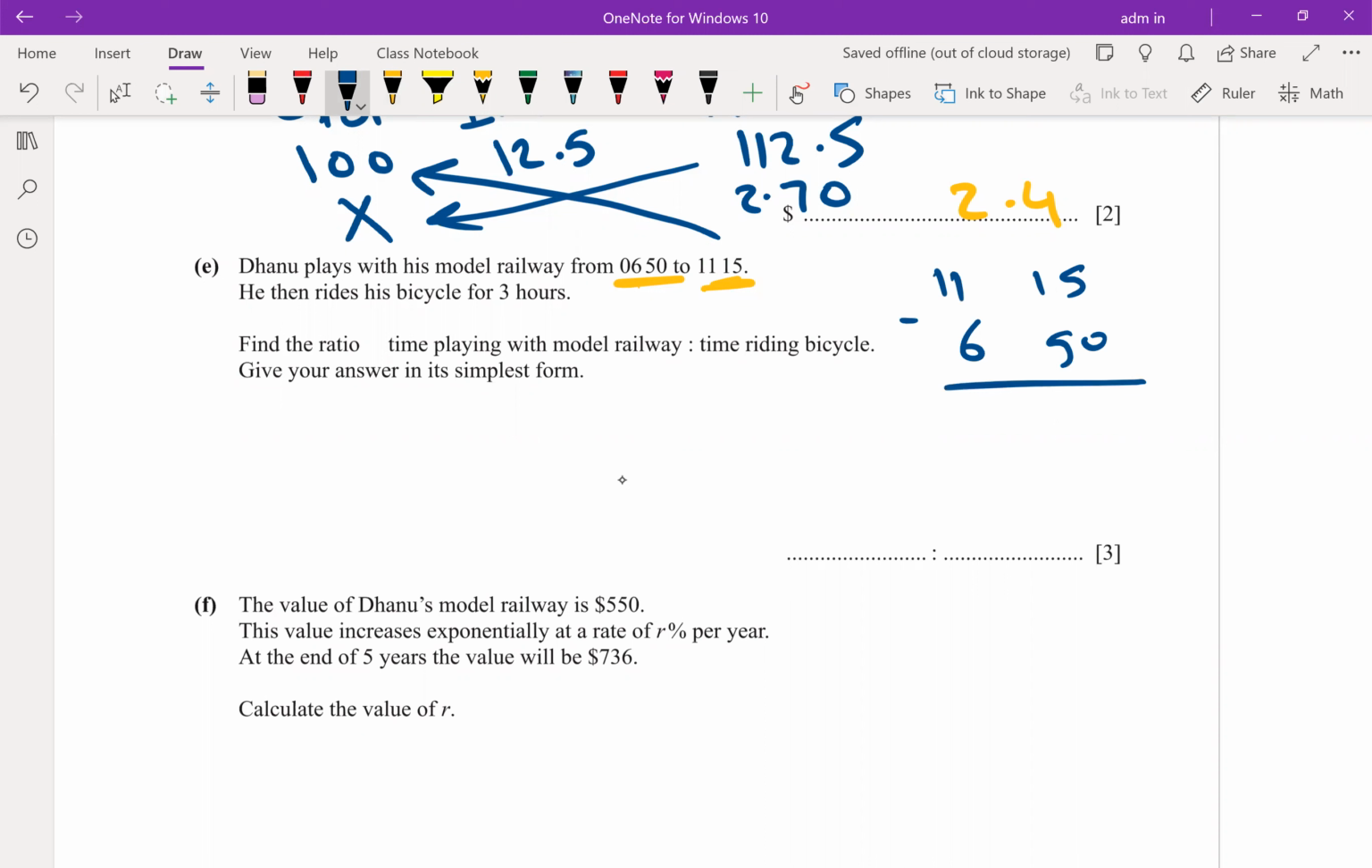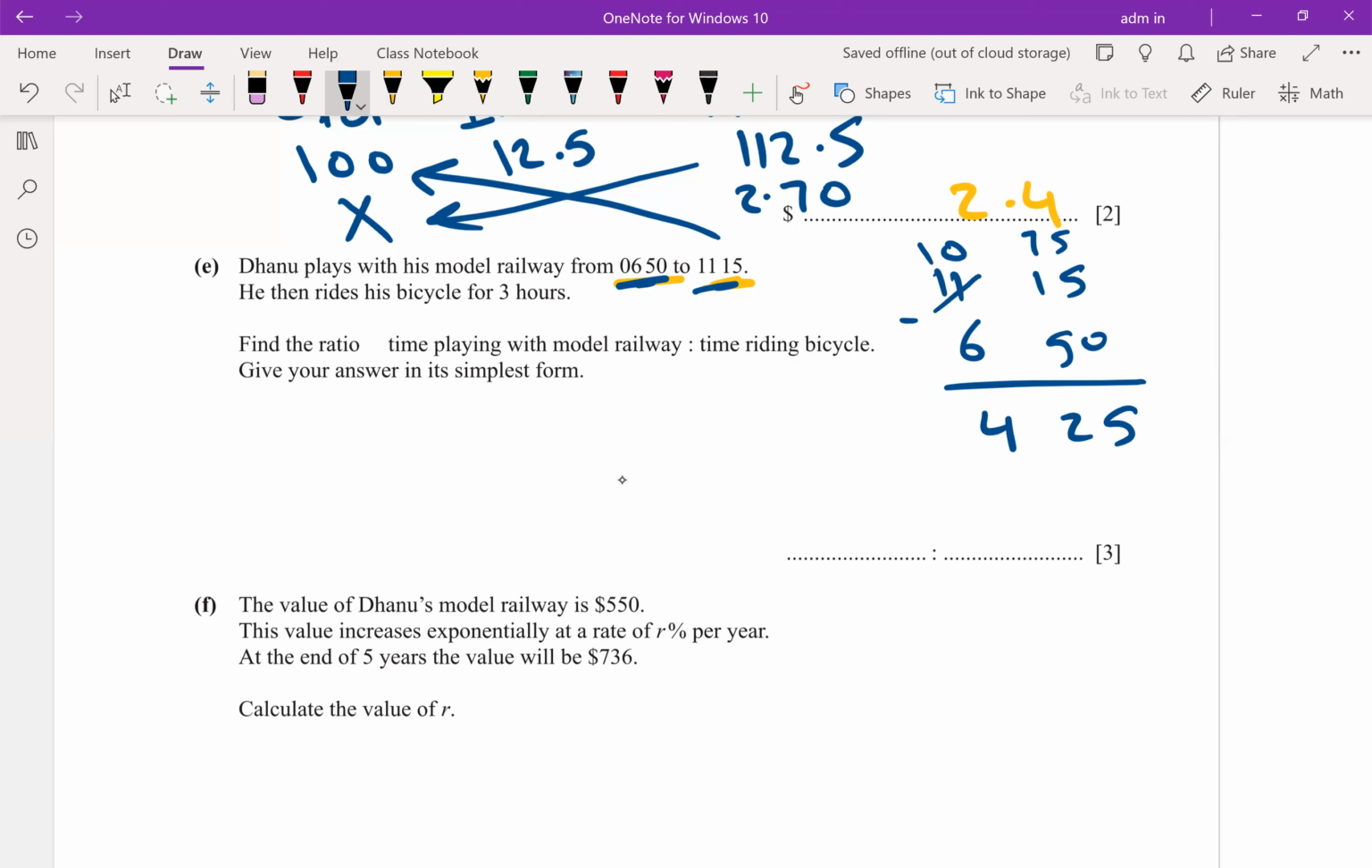If we try to do it without using the calculator, 15 minus 50, it doesn't come. We can take 1 from 11, but 11 is in hours, so it will be 10. This hour, how many minutes? 60 plus 15 will be 75. So when you subtract, it will be 25 and 4. So if we start from 6:50 and end 11:15, the duration time will be 4 hours and 25 minutes.